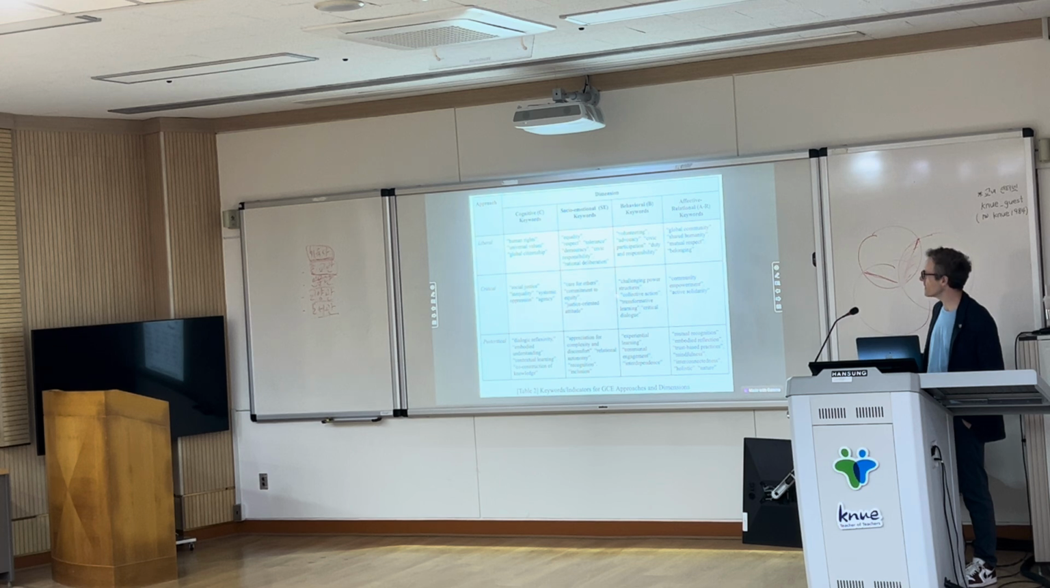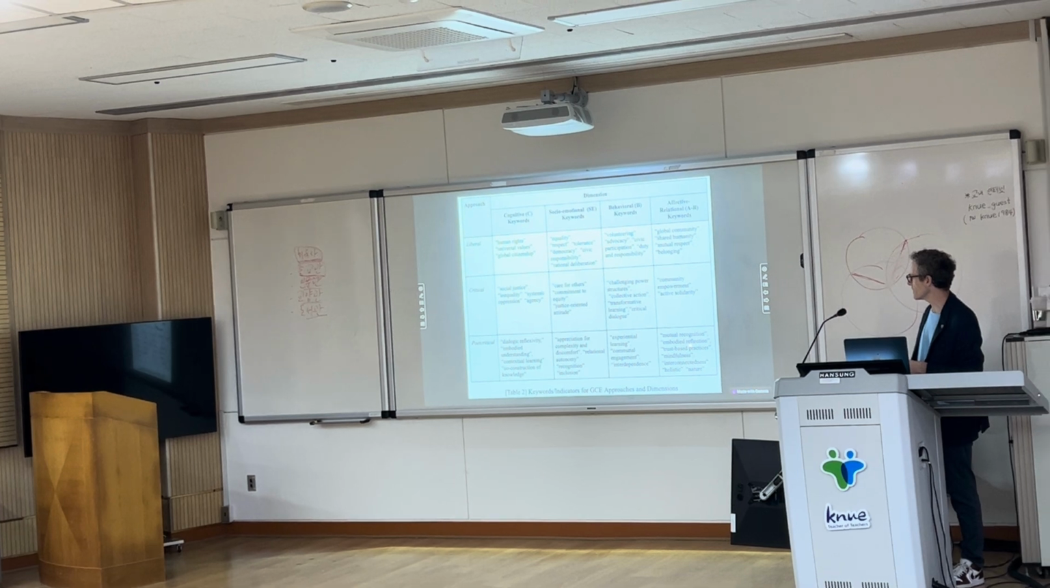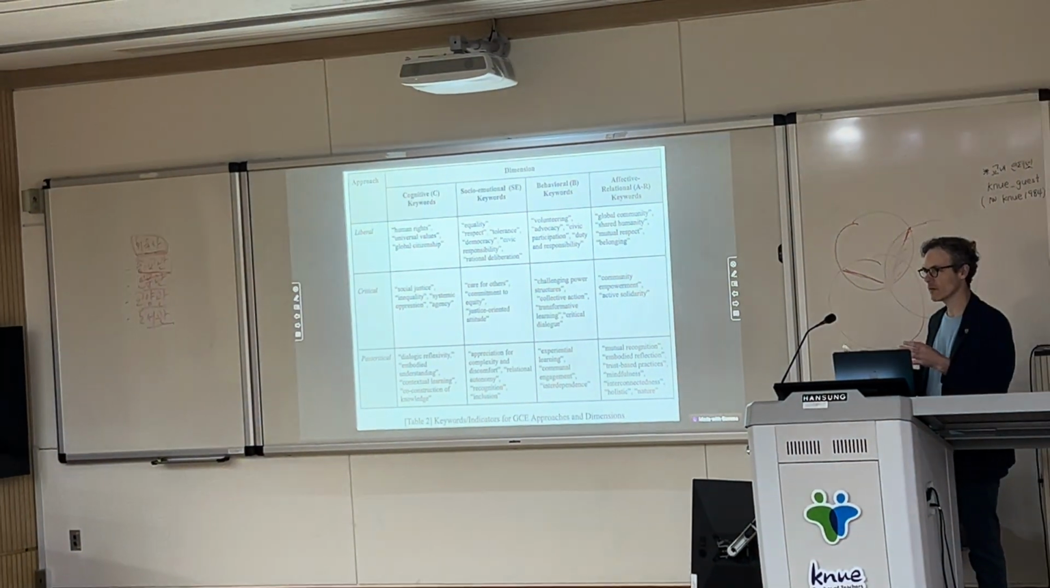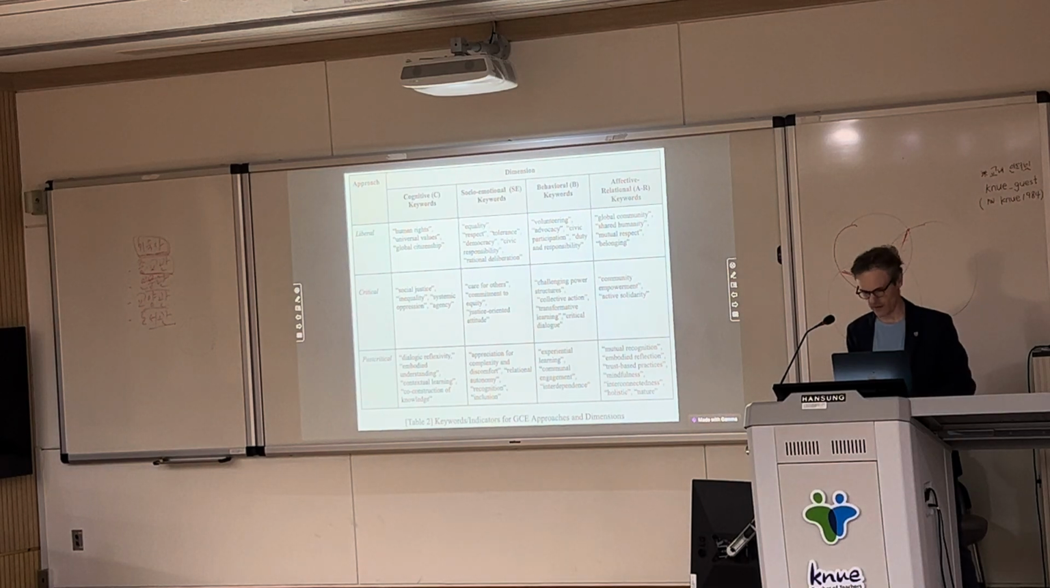What is key here is this is all internal. We're telling students that they should care about others. That's not the same thing as having a good relationship with others. Those are distinctly different phenomena. So we have, for example, in the post-critical affective relational, mutual recognition, embodied reflection, interconnectedness, nature, about those relations. So let's find it in the curriculum.